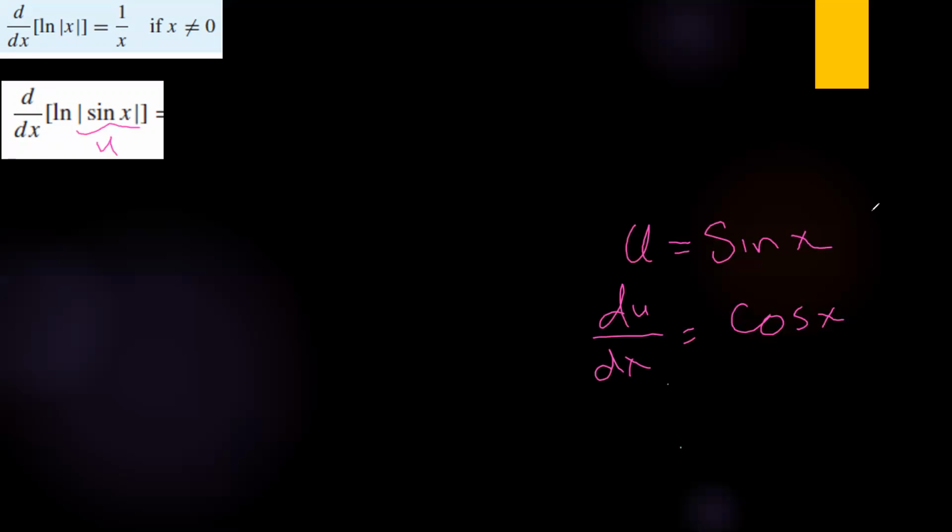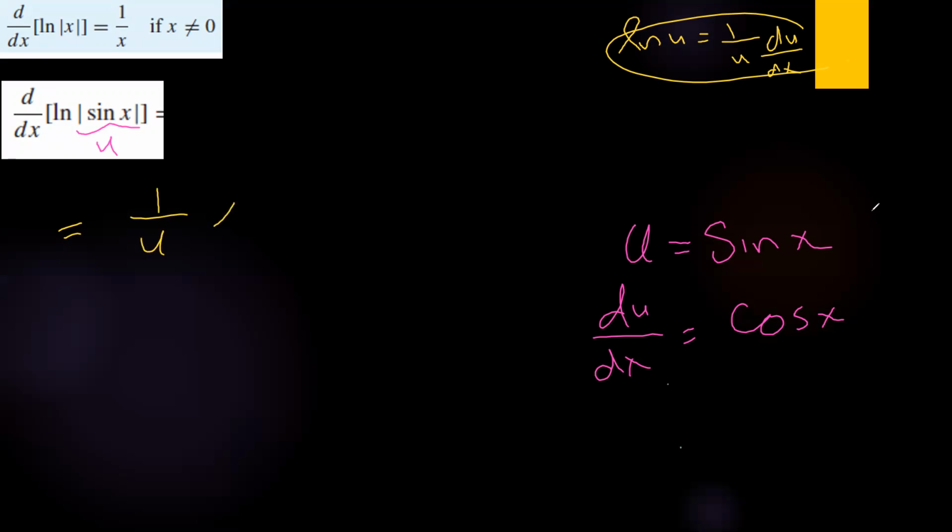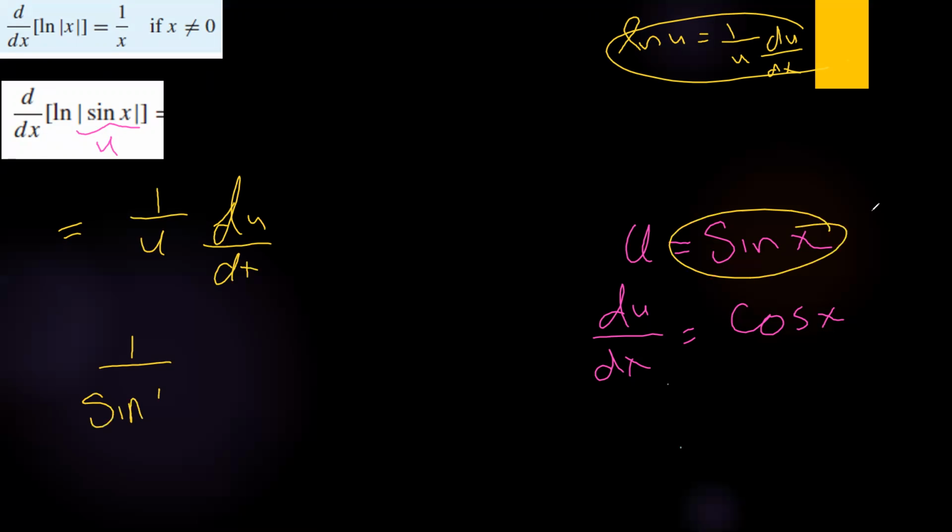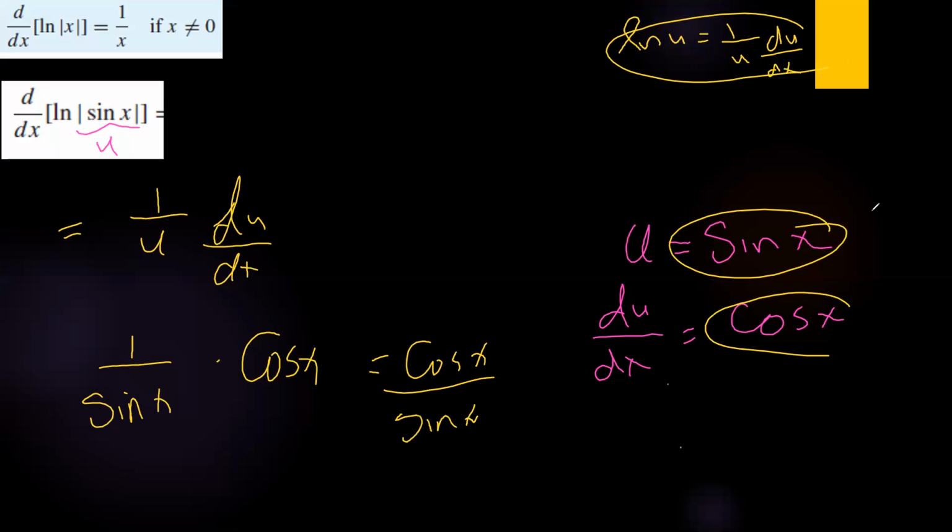Then the formula of ln of u is 1 over u du over dx. Don't forget it. So 1 over u du over dx, where u is sine of x. So write it as 1 over sine of x times its derivative, which is cosine of x. So cosine of x over sine of x, which is cotan of x.